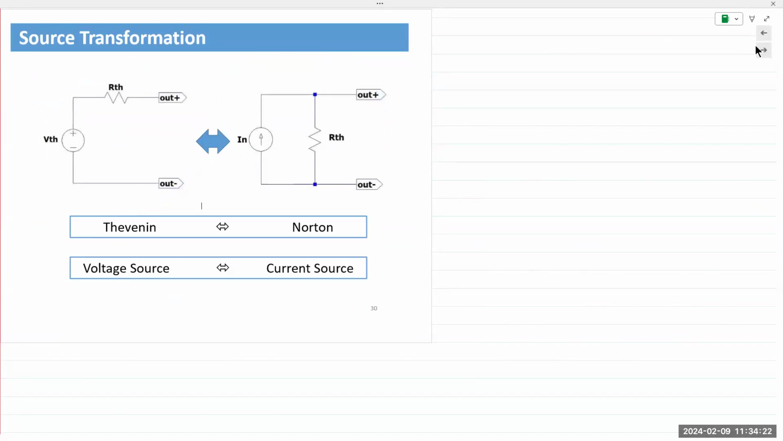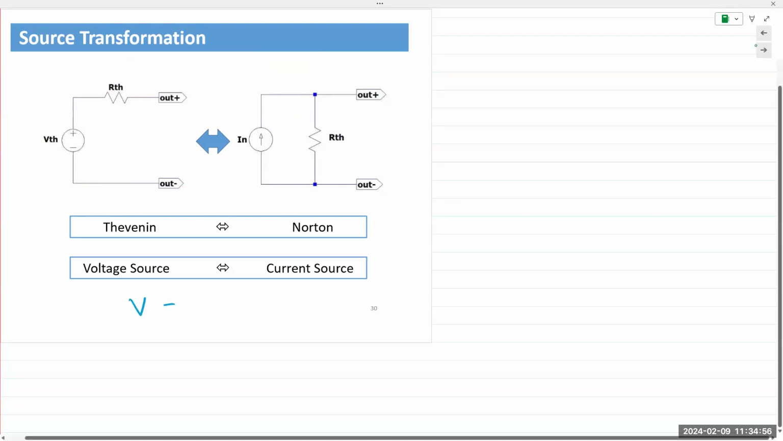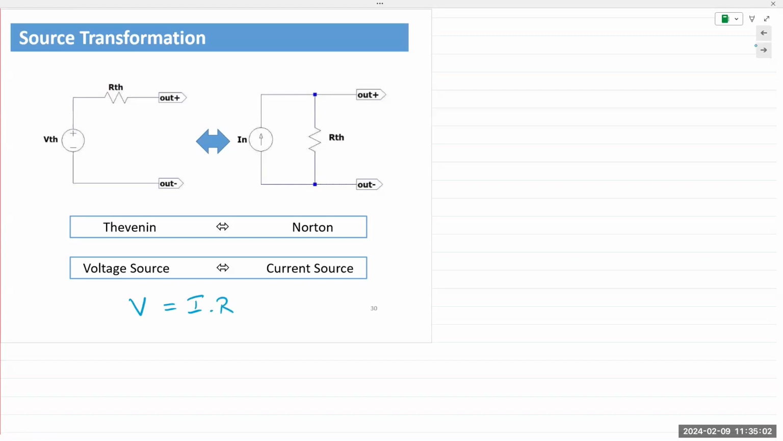The only point is that the Thevenin resistance has to be included. Meaning, if you wish to transform a source from voltage to current or current to voltage, you need to have a resistor in series with the voltage source or a resistor in parallel with the current source, without which the conditions are not met and you cannot transform the source. And the equation, of course, that relates the two is V equals IR. A voltage source can be transformed to a current source using Ohm's law.